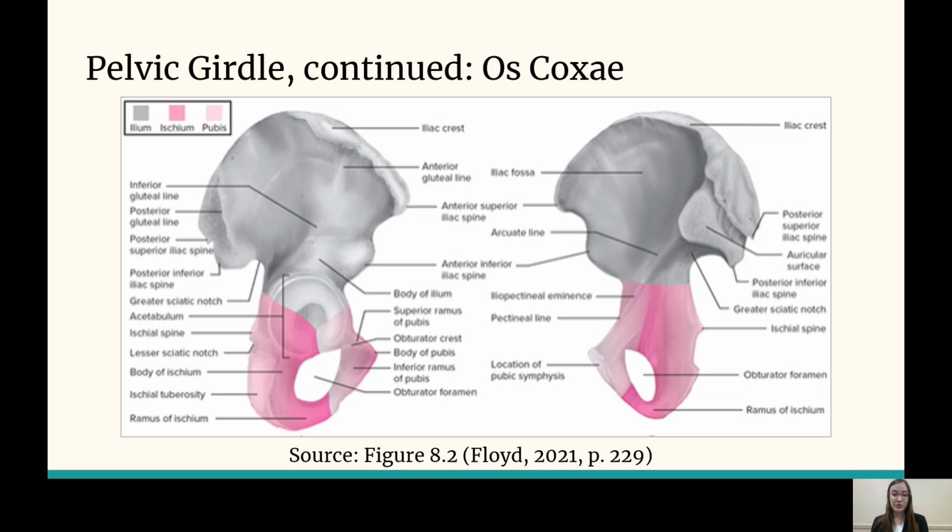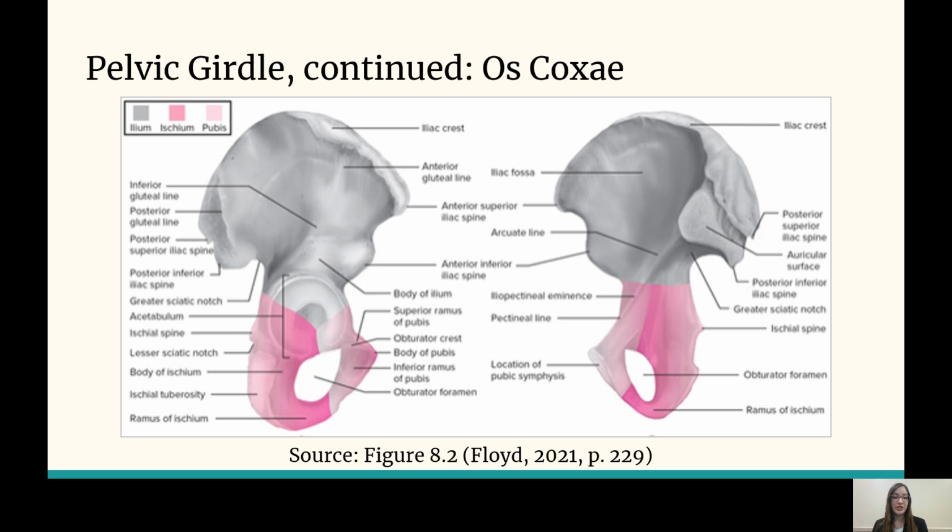The ischium, which is pictured in the pale pink color, is a small portion of the hip, and its tuberosity serves as an attachment point for many of the hamstring muscles. The pubis, which is shown in bright pink, connects the two halves of the pelvis on the anterior side at the pubic symphysis. Together, the ischium and pubis encircle the obturator foramen, which is an important attachment site for many of the hip muscles involved in external rotation.